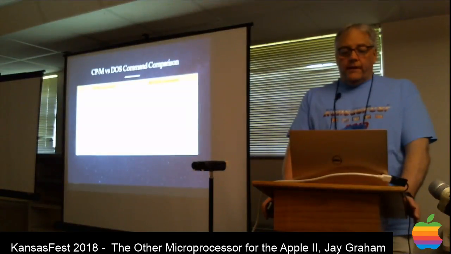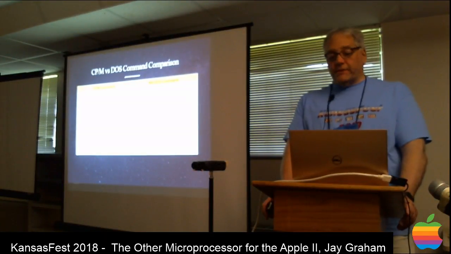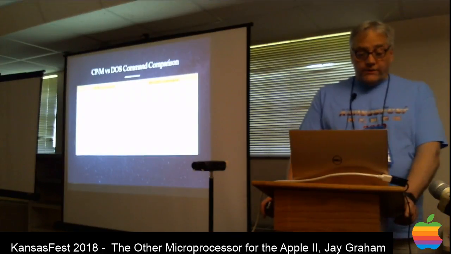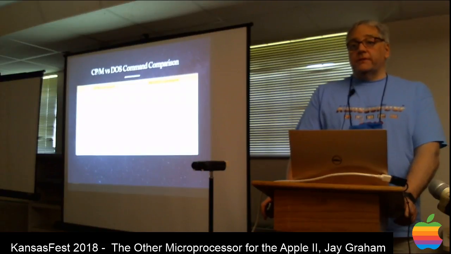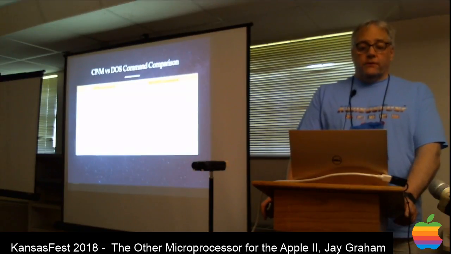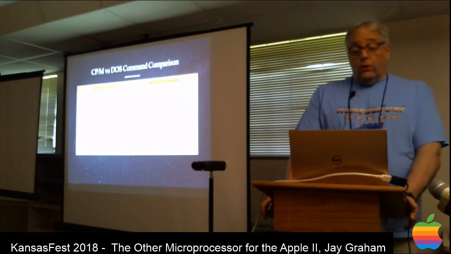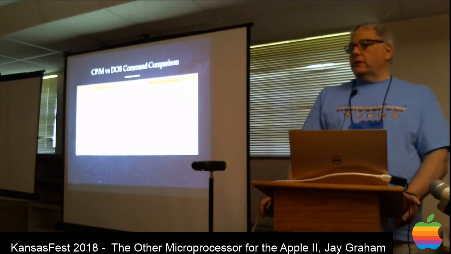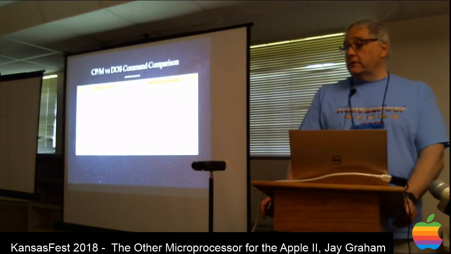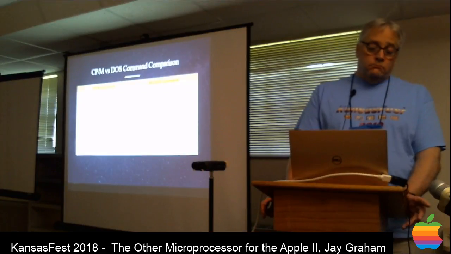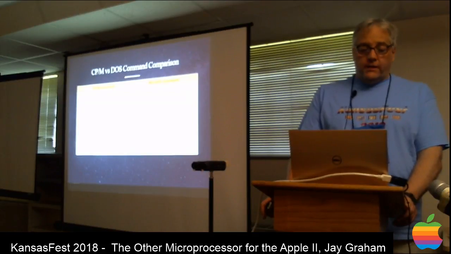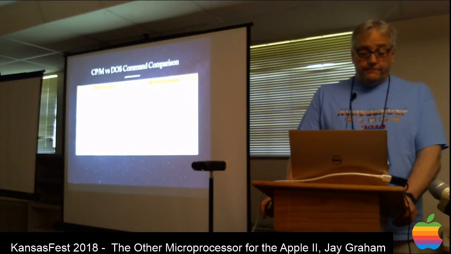Now let's talk a little bit about the CPM and the DOS command comparisons. The asterisks on here are the ones that denote the intrinsic commands, so those are the ones that are internal to the operating system. DIR is pretty much the way it worked in DOS: DIR, drive letter, and then the file spec. And you could use the wildcards of asterisk and question mark, asterisk representing a string of characters, question mark representing a single character.